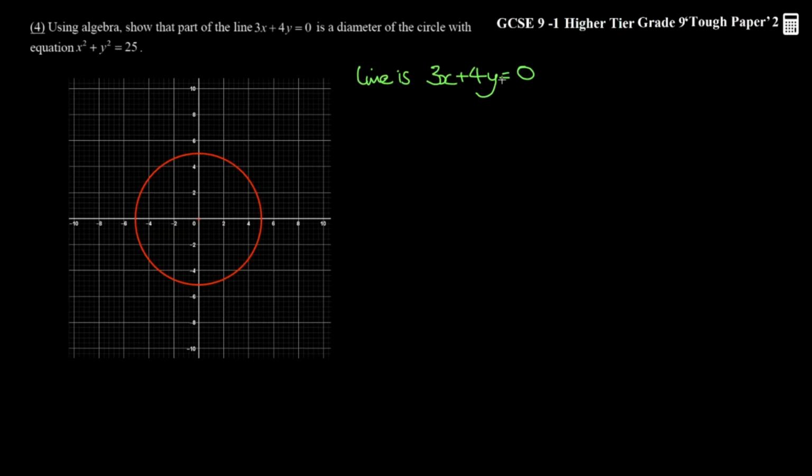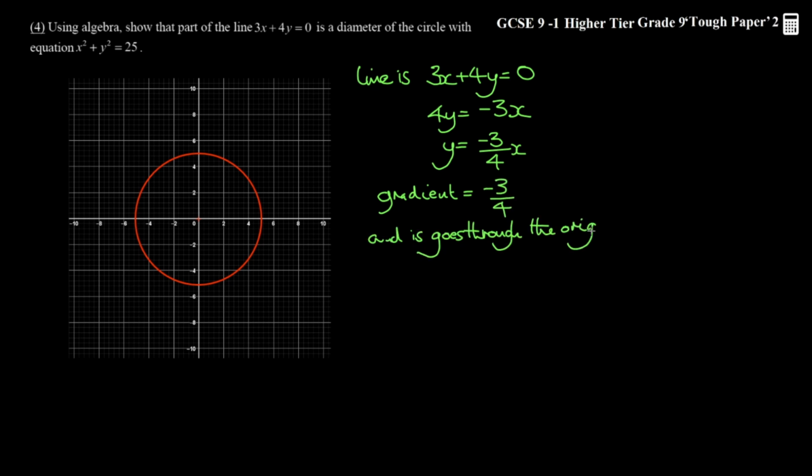So let's muck this line around and get y on its own and see if we can make sense of it. So 4y is equal to negative 3x, and y is equal to negative 3 over 4 x. Well, this is a line whose gradient is equal to negative 3 over 4. And the line goes through 0, 0. And just to show you what's going on, I've put it on our circle, but that's no good. We need to prove this algebraically.